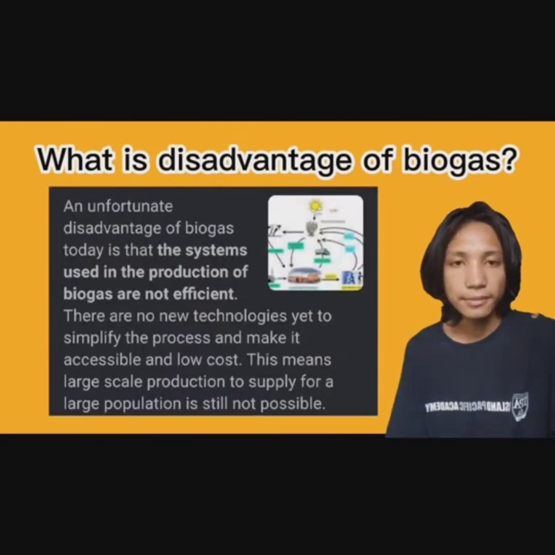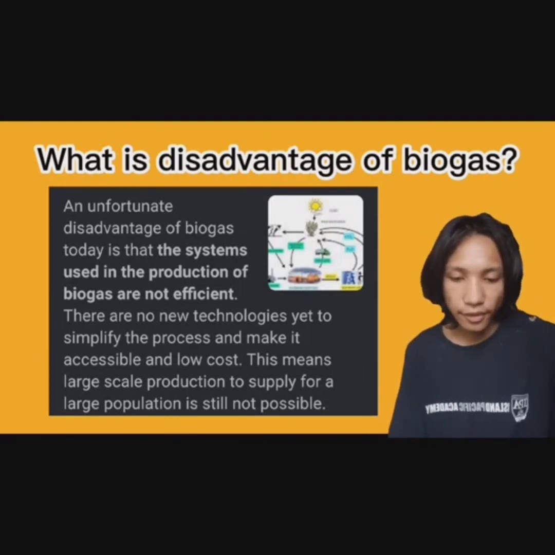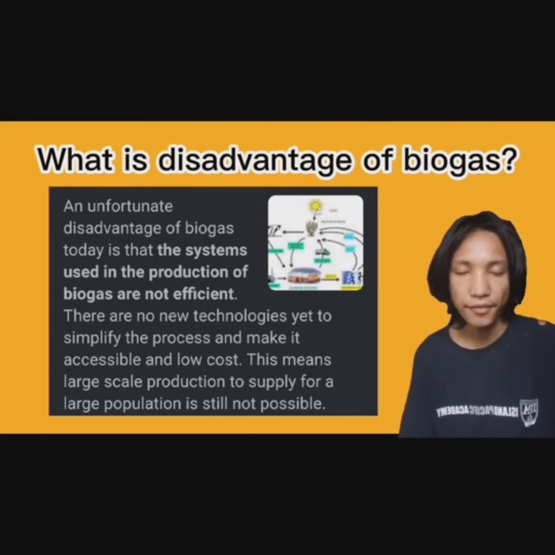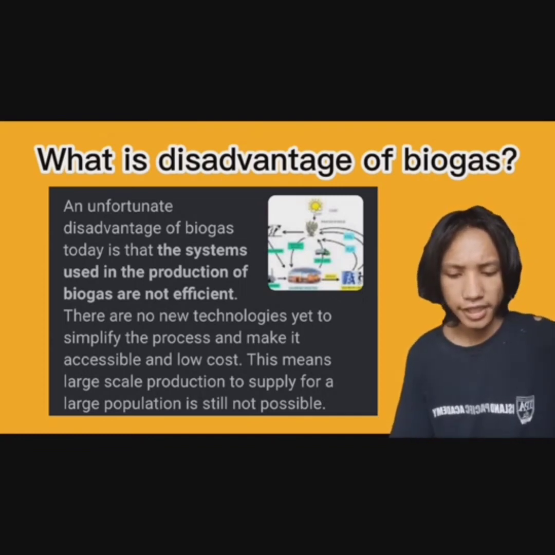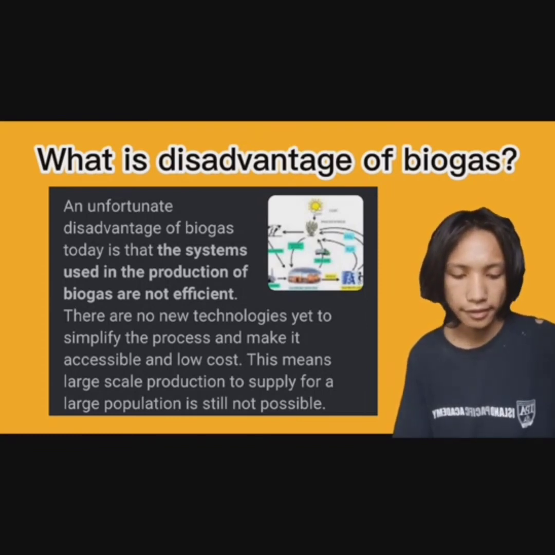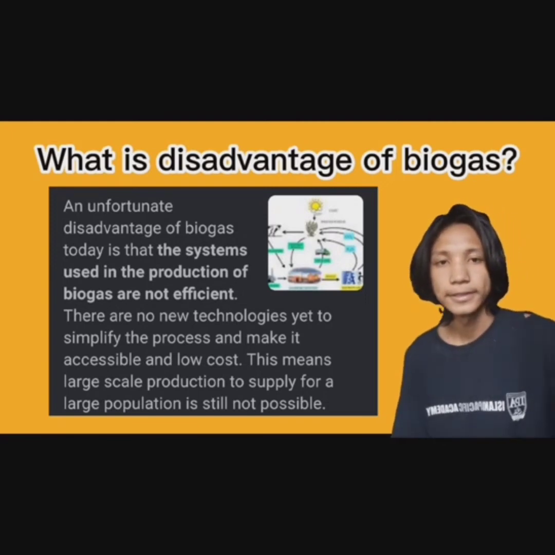What is the disadvantage of biogas? An unfortunate disadvantage of biogas today is that the systems used in the production of biogas are not efficient. There are no new technologies yet to simplify the process and make it sustainable and low cost. This means large-scale production to supply a large population is still not possible.